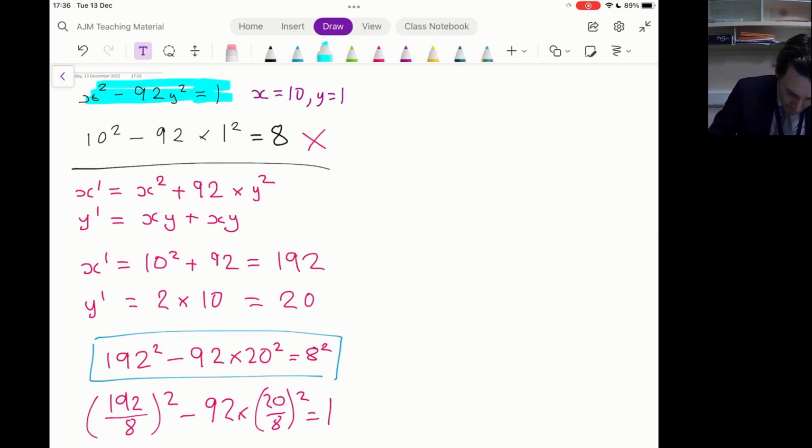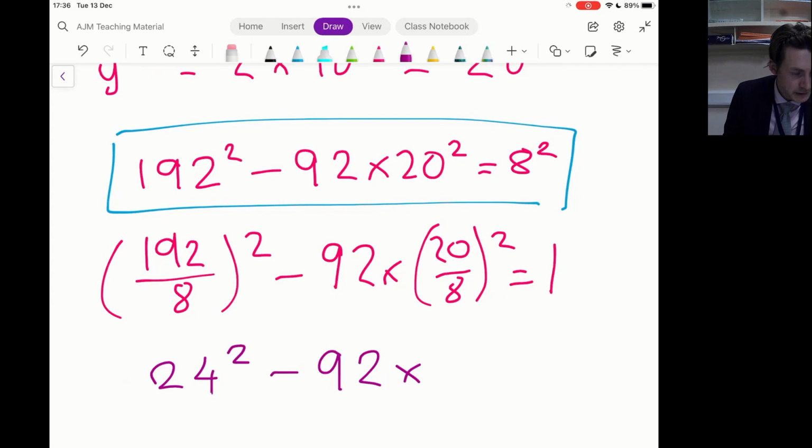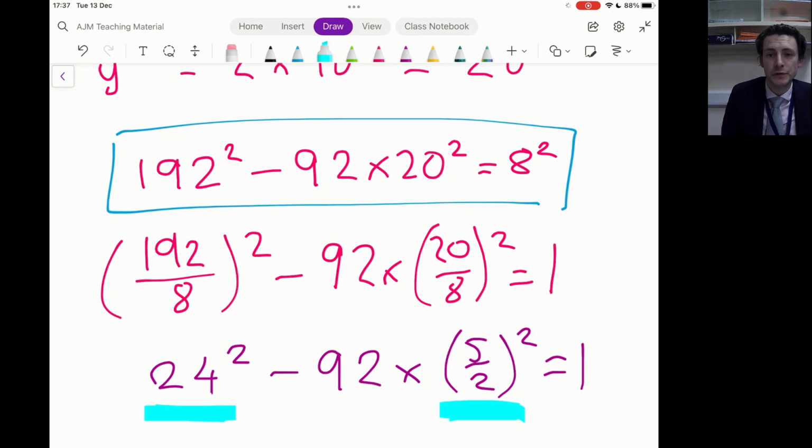So have a look at this final answer down here. What we've got is now 24 squared minus 92 times 5 over 2 squared is equal to 1. And you might object that you haven't really solved the problem yet, but I've got a lot closer, because now I've got an almost integer solution to this equation. Here, 24 for x and 5 over 2 for y are almost solving this equation correctly. And if I do the same process one more time, then hopefully this will give me an integer solution to the equation I was looking to solve.